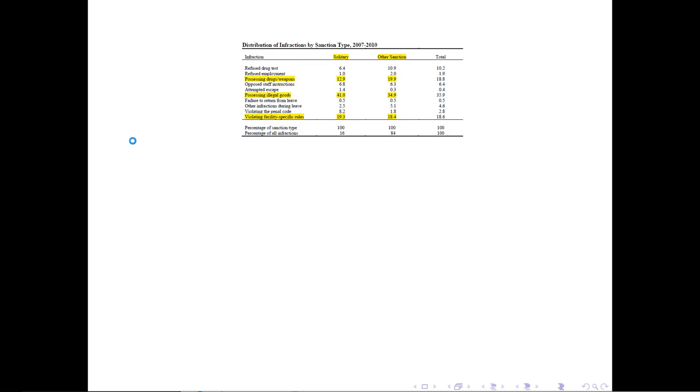Yeah? The column for solitary says percentage of all infractions. Oh, I see. No, never mind. I'm just amazed that you can read that. I'm jealous. So it's just the percentage of all infractions. About 16% of total infractions result in solitary, and 84% result in some other sort of disciplinary sanction.